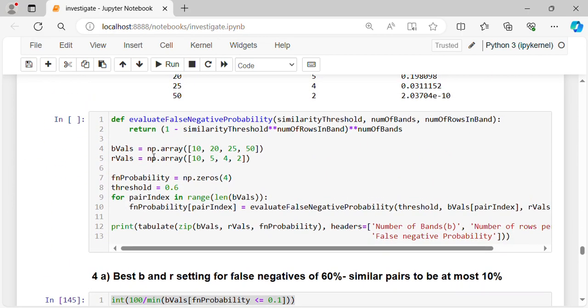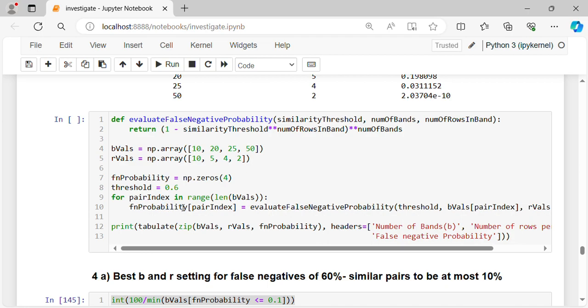So let B values equal np.array of 10, 20, 25, and 50, and let R values equal np.array of 10, 5, 4, 2. Let Fn probability equal np.zeros of length 4. Let threshold equal 0.6. For pair index in range of length B values. Now B values is 10, 20, 25, 50, so the length of B values is 4. The range will be from 0 to 3.